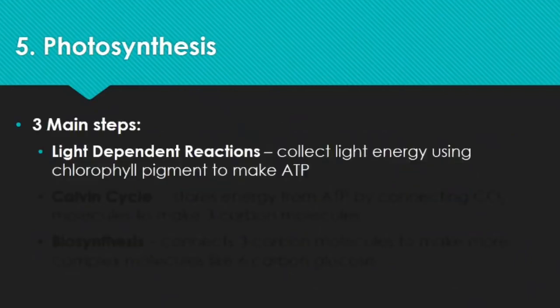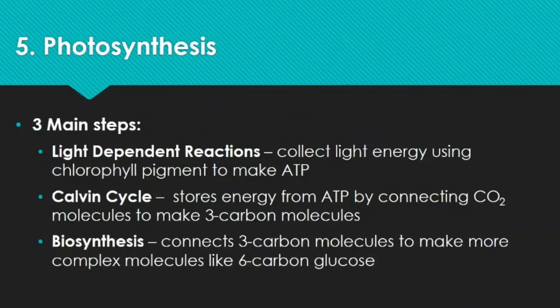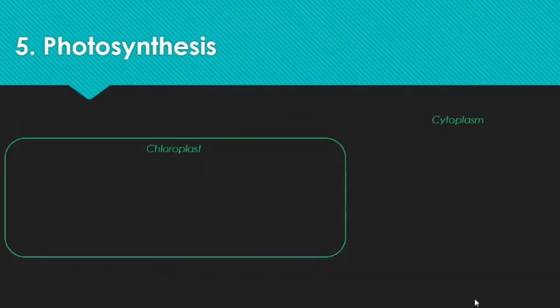3 main steps. The light-dependent reactions are going to collect light energy using the chlorophyll pigment, and we're going to convert that energy into ATP. The Calvin cycle is then going to take that ATP, and it's going to connect carbon dioxide molecules together to make short 3-carbon molecule chains. And then a final step that occurs in the cytoplasm is actually biosynthesis. And this is going to connect those 3-carbon molecules to make more complex molecules, the most popular example being 6-carbon glucose.